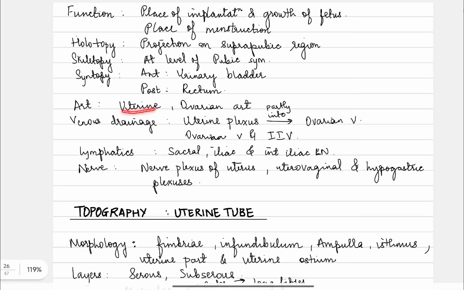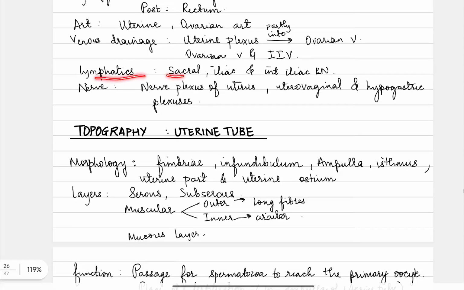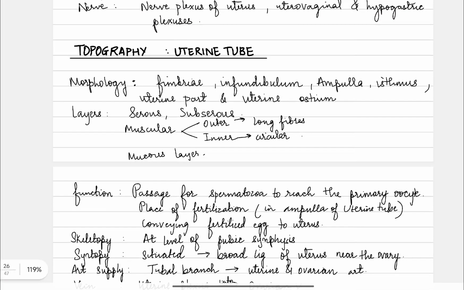Artery is uterine artery, ovarian artery, partly. Venous drainage, uterine plexus into ovarian vein and internal iliac vein. Lymphatic is sacral, iliac and internal iliac lymph node. Nerve is nerve plexus of the uterus, uterovaginal and hypogastric plexus. Next is uterine tube.